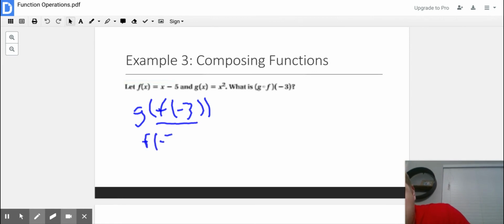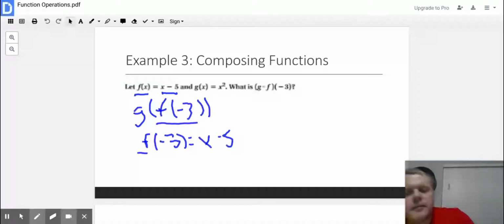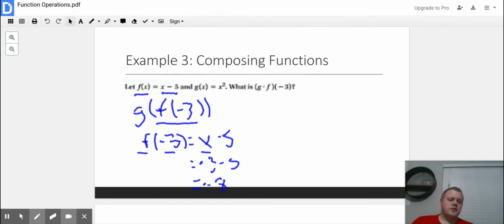So f of negative 3, which means I'm solving for f here. So the equation for f is x minus 5. Now my next step is to plug in that negative 3 for any of my x's that I see there. So it's going to equal negative 3 minus 5, which equals negative 8. Again, you should get a number for these type of problems here. So f of negative 3 equals negative 8.